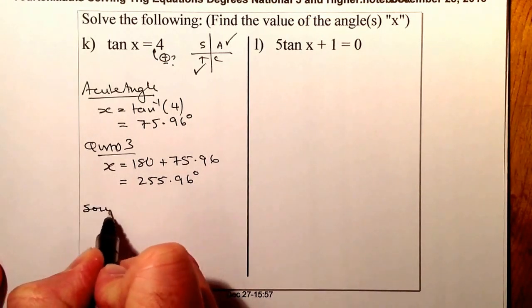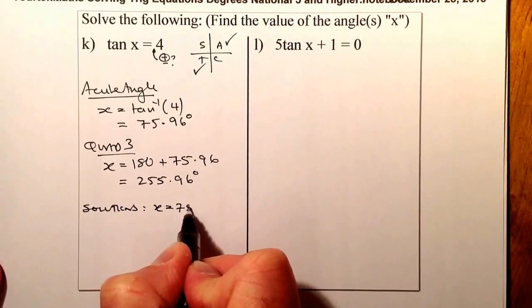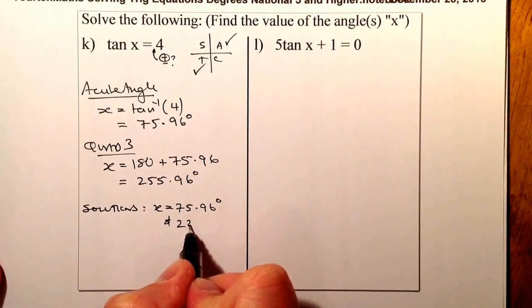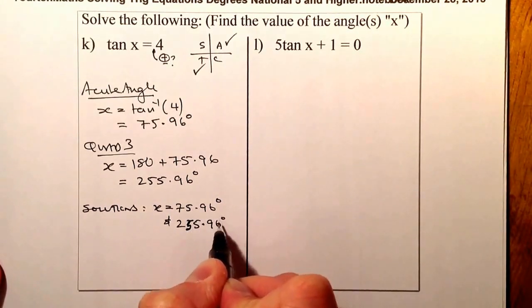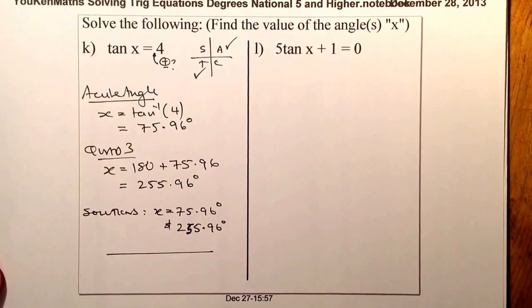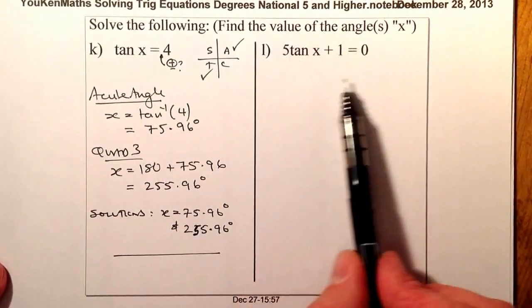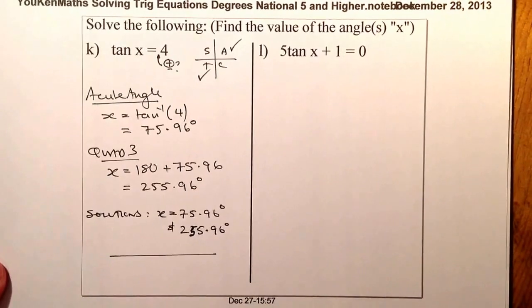So the solutions: I've got x is equal to 75.96 degrees, and 255.96 degrees. That would be my 2 solutions, in the first quadrant and in the third quadrant. Right, so just rearranging this question here. You can pause this one and try and complete it. I'll just show you the solution just now.